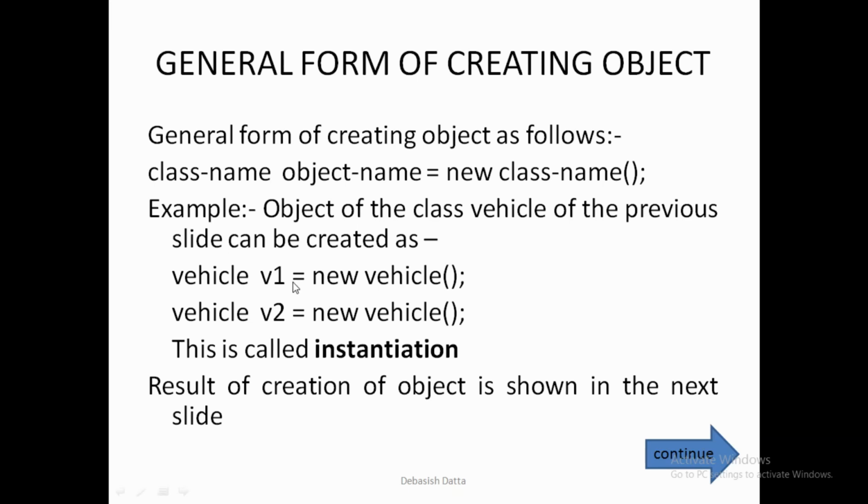For the time being, if you want to create a few objects of the class vehicle, we can do it like this. First, the name of the class, as the general structure suggests. Here it is vehicle, then the name of the object, then equal to sign, then the new operator, then again the name of the class with opening bracket and closing bracket. Here we have created two objects, namely v1 and v2.